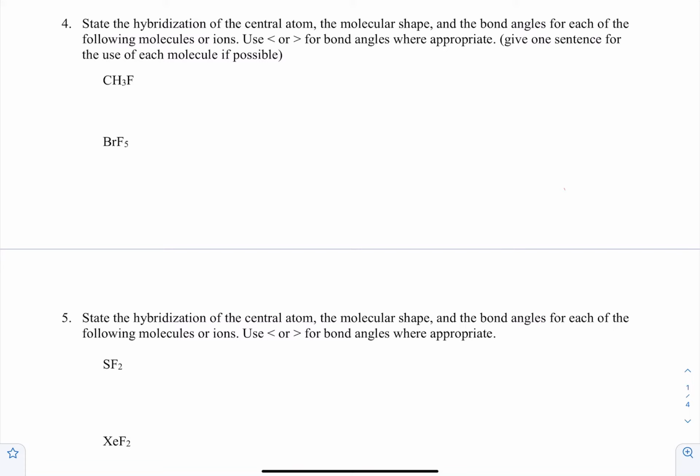Okay, number 4: state the hybridization of the central atom, the molecular shape, and the bond angles for each of the following molecules. Now, in order to get the correct answer, in terms of both the hybridization and the shape, you have to draw the correct Lewis structure. If you do not know how to draw the correct Lewis structure, you will get the problem wrong, even if you've mastered how to get hybridization and molecular shape, okay? So make sure that you know how to draw Lewis structures correctly.